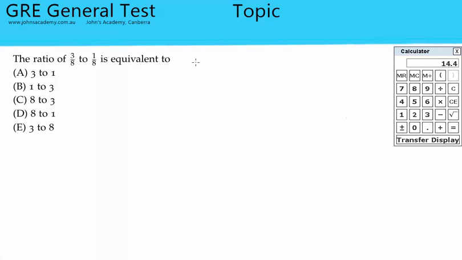Okay, to do this problem, you need to memorize this rule. The ratio of A to B is the same as A divided by B. So when it says A to B, just understand that that's A on B. So when it says the ratio of 3 on 8 to 1 on 8, that's the same thing as 3 on 8 on 1 on 8.